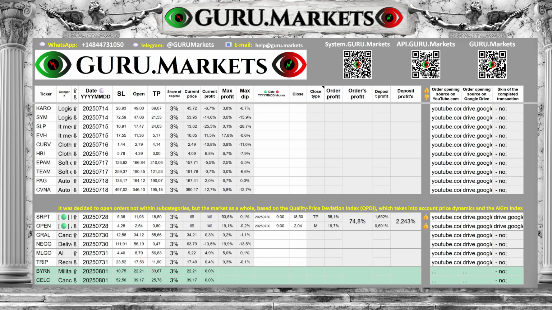Take profit is set at 25.78. Stop loss is set at 52.56. In case the order is not closed by take profit or stop loss, then the order closes automatically at the end of trading on August 31st, 2025, or on the last working day before this date.